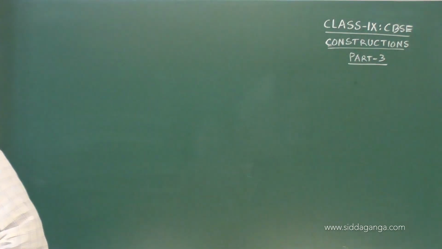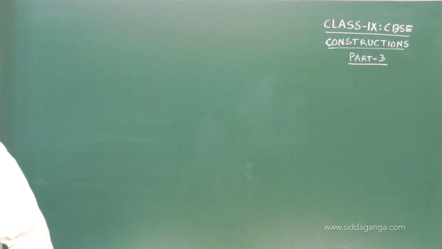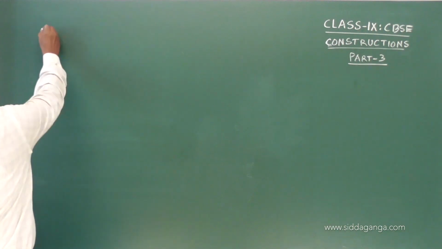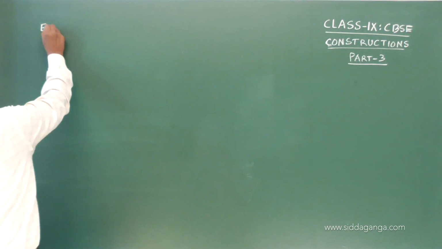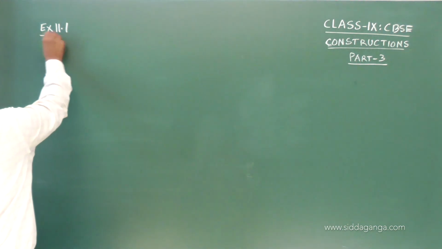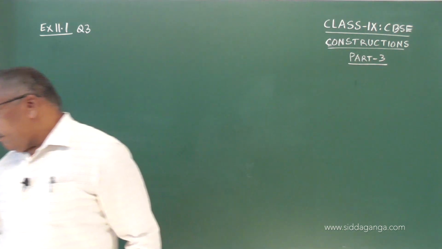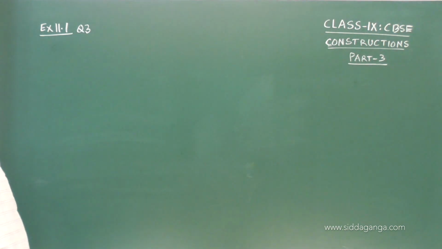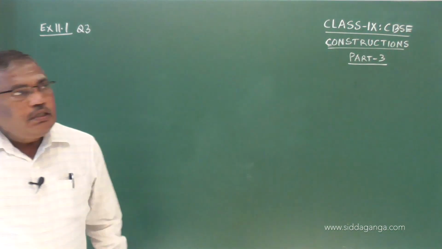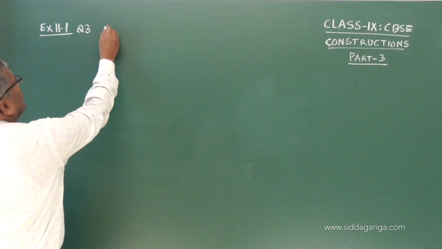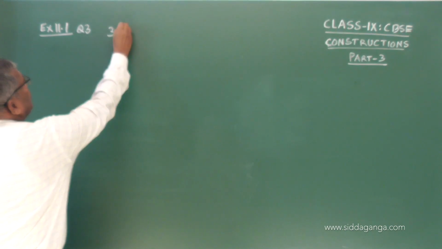So now I will move on with the next question under exercise 11.1, question number 3. Here, construct the angles of the following measurements. So it is asked to construct a 30 degree angle. This is one.